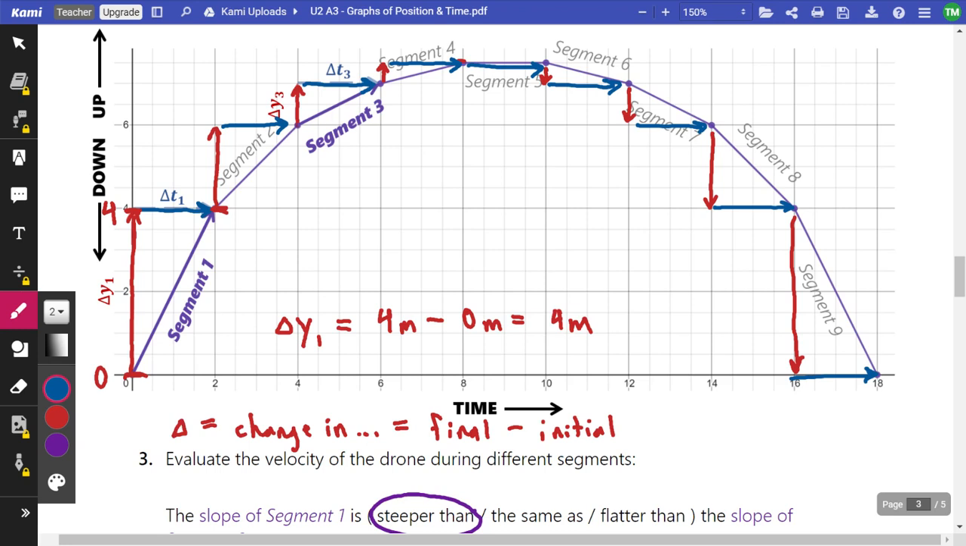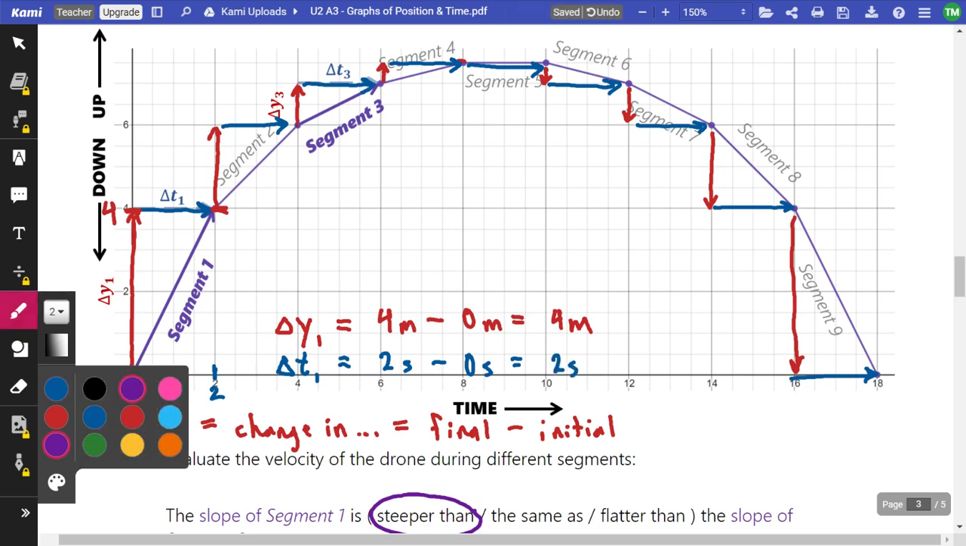So let's calculate the time for this. Our delta t, the change in time for segment 1, is equal to where we ended the timer, which is 2 seconds, minus where we started, which was 0 seconds. So 2 seconds minus 0 seconds is going to be 2 seconds.